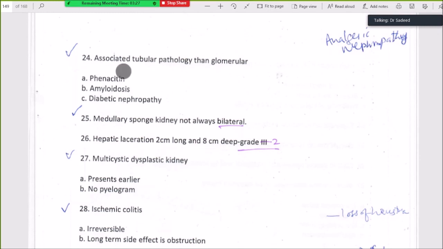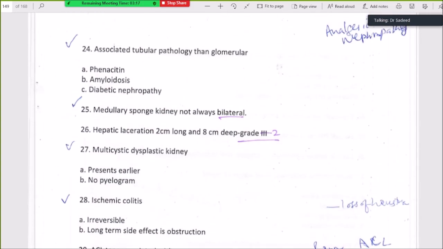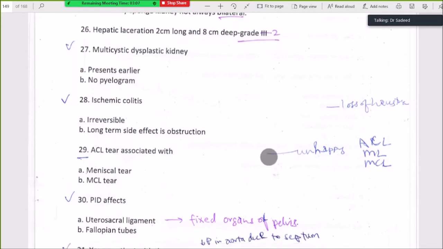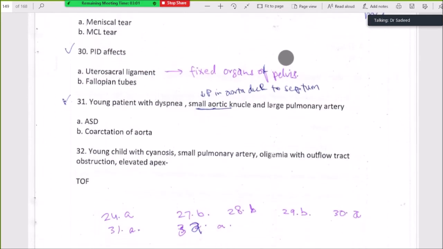Question 24. Associated tubular pathology rather than glomerular is phenacetin. It causes analgesic nephropathy. Question 25. Medullary sponge kidney is not always bilateral, it can be unilateral. 26. Hepatic laceration 2 cm long, 8 cm deep, grade 2. Question 27. Multicystic dysplastic kidney is B. No pyelogram because it is a non-functional kidney.